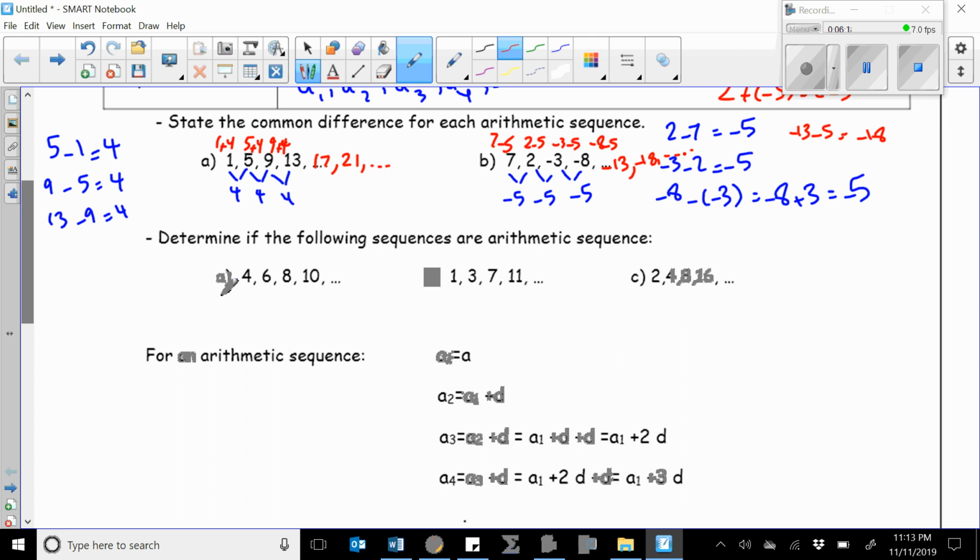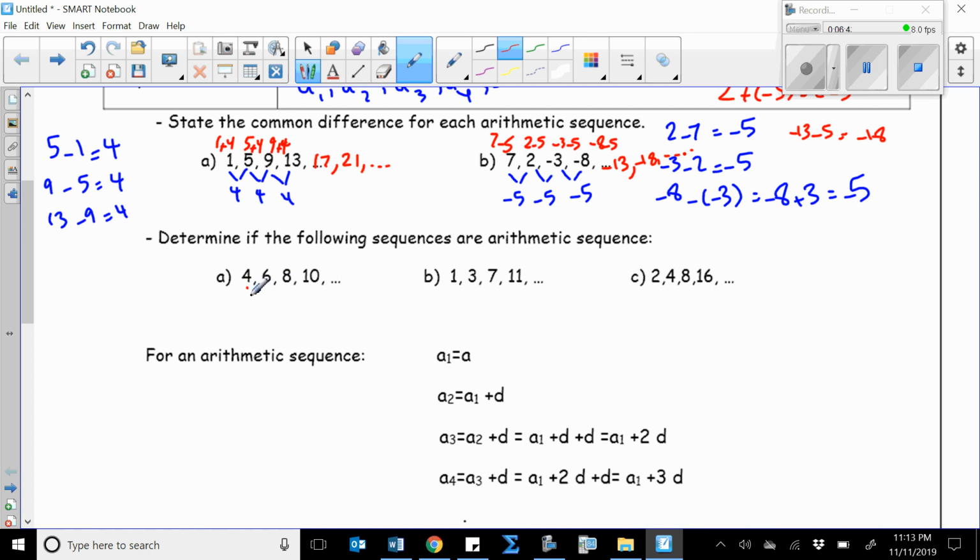Now let's look at this problem over here. Determine if the following sequences are arithmetic sequences. So we want to know if this sequence is arithmetic or not. We know that the rule for an arithmetic sequence is that the difference between any two successive terms should always be the same number. So I need to find the difference between these terms.